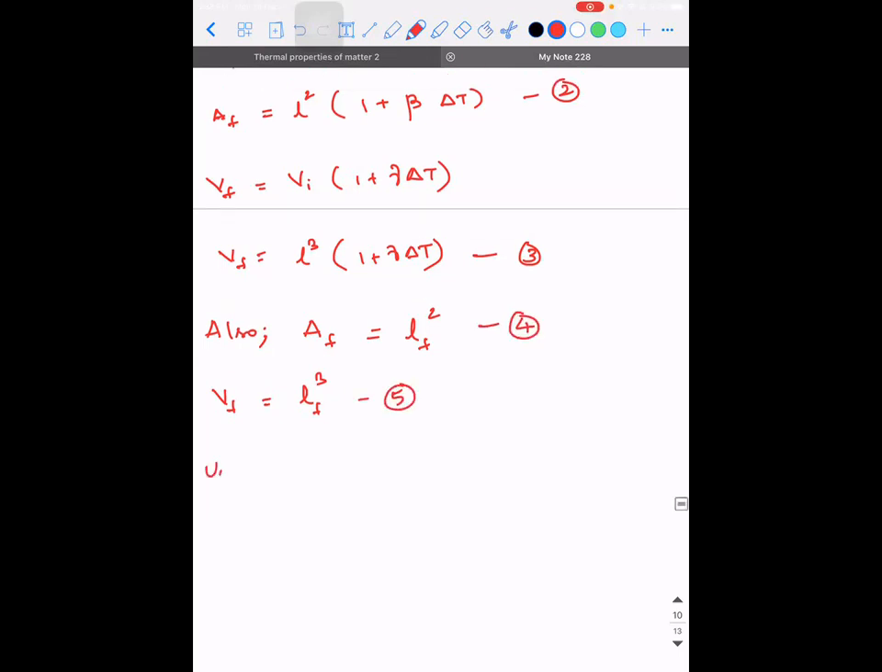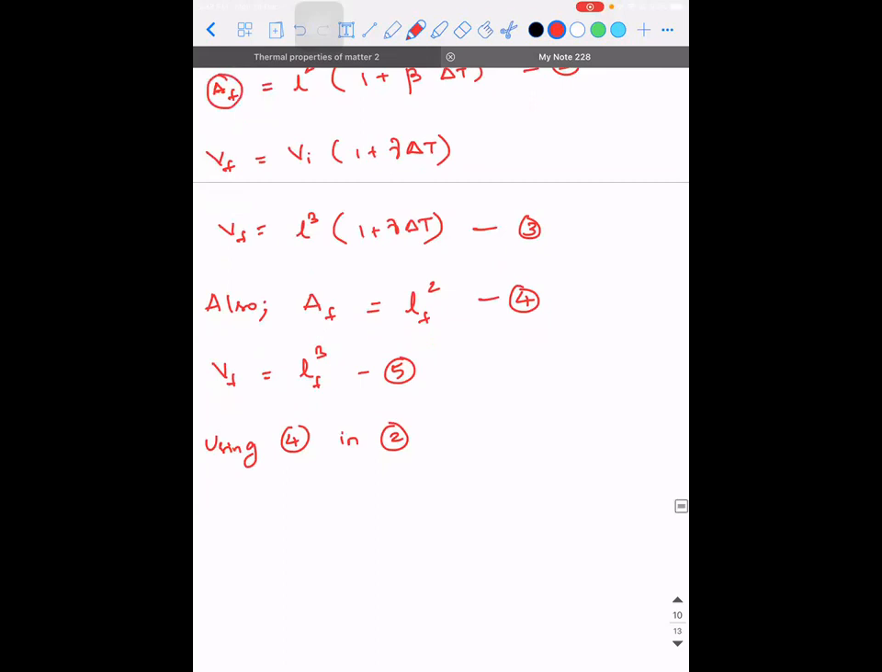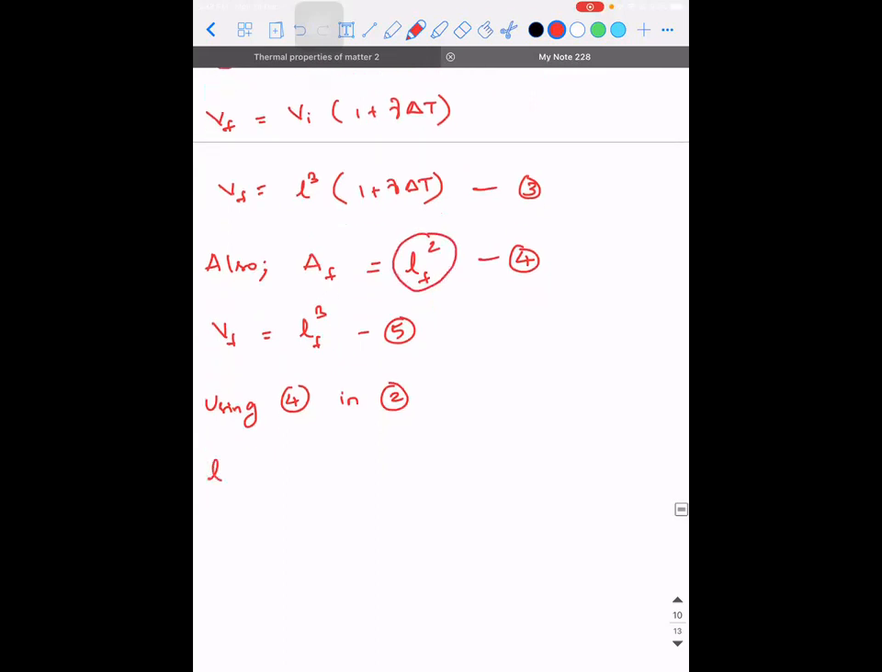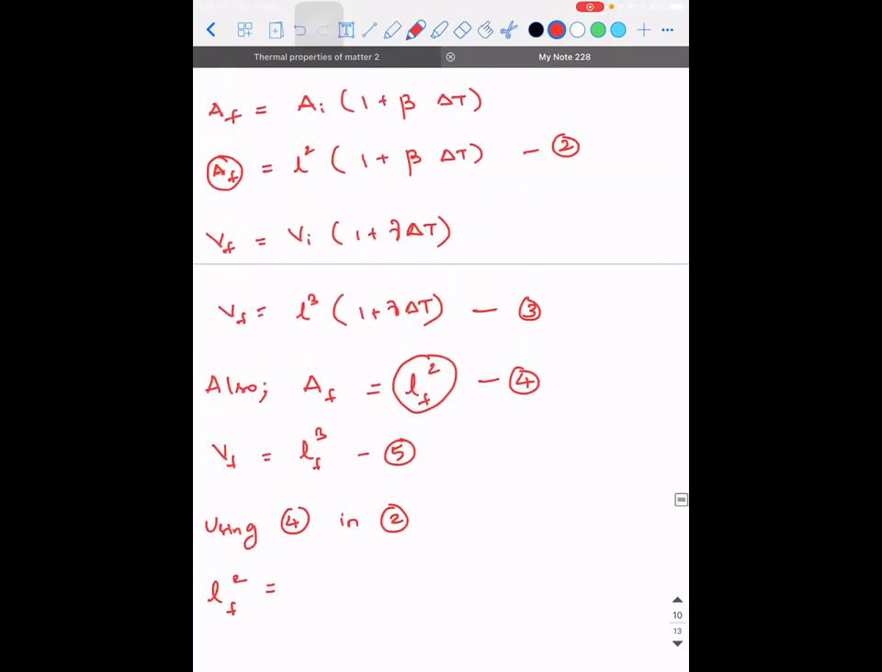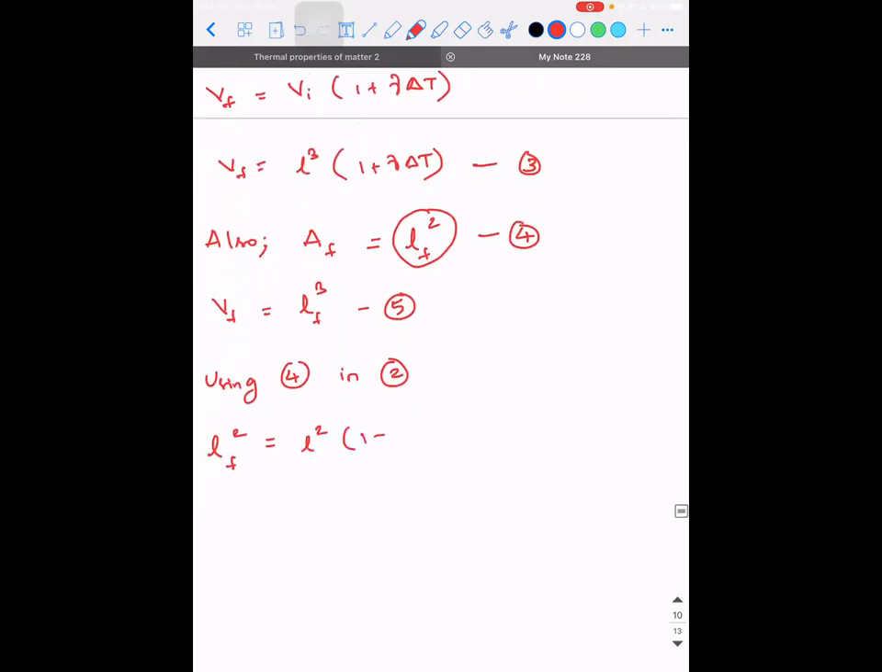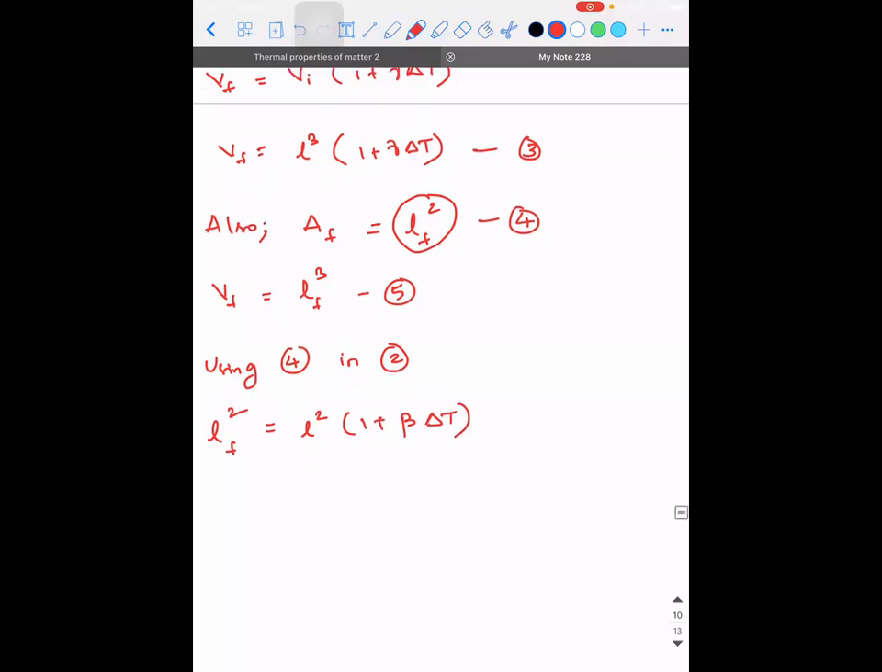So what I will do is, using 4, wherever I find A final, I'll write it as L final square. So L final square is equal to L square into 1 plus beta into delta T. Does this make sense? L final square is equal to L square into 1 plus beta delta T. Guys, this is a very, very important concept. Concentrate. If there is any doubt, get it clarified.